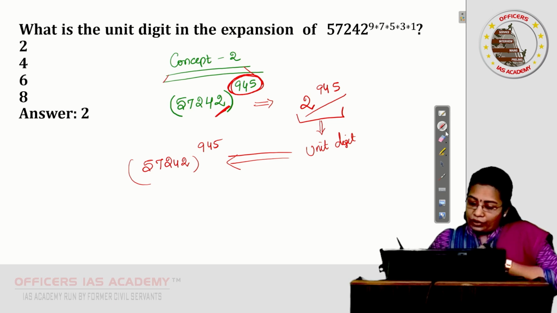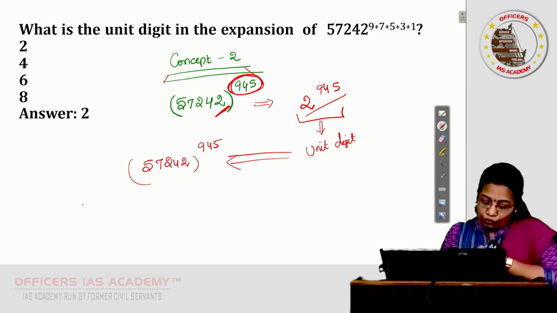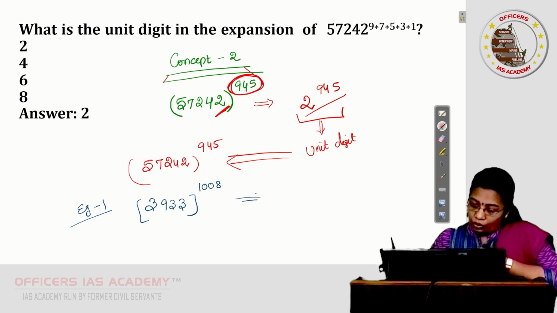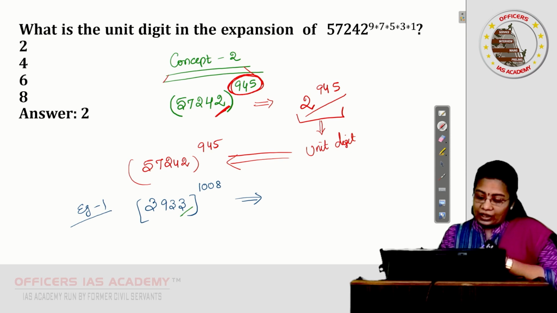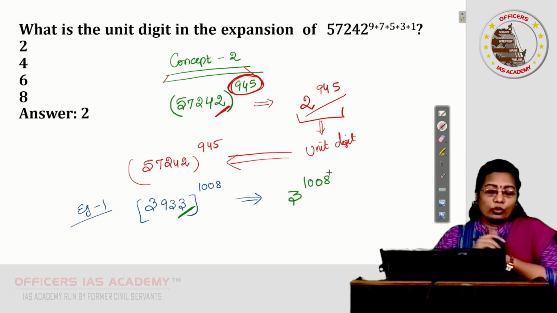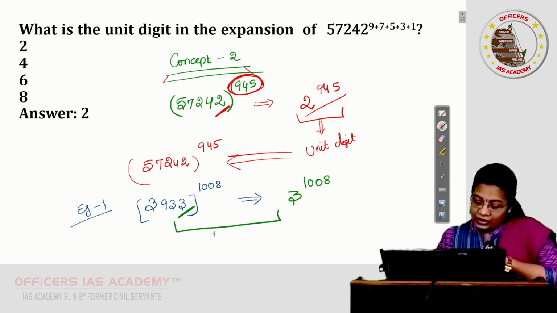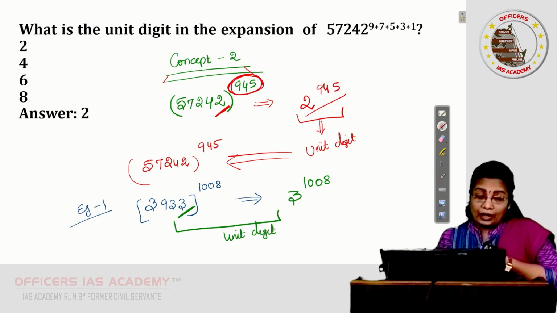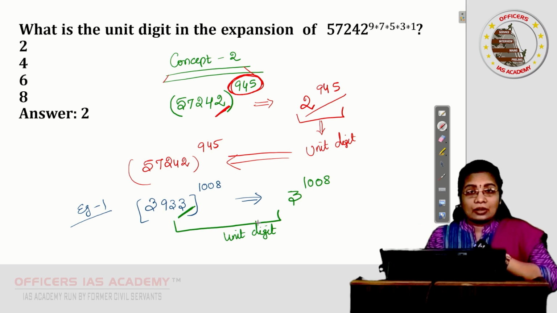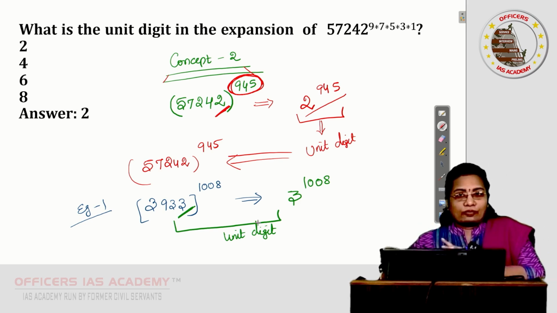Let me show you one more example. For example, you can take 3933 with the power 1008, which will have the same unit digit as 3 power 1008, in the manner of same unit digit. They both will have the same unit digit in the result. So, this is concept number 2 you can note down.